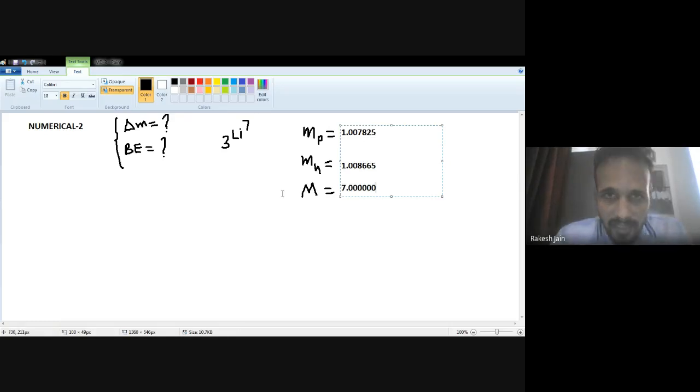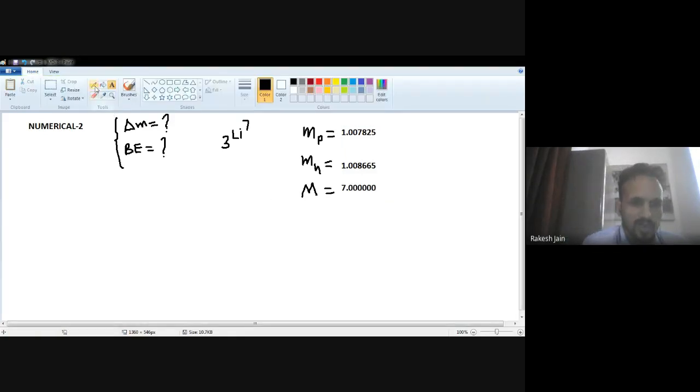In certain numericals, it may frequently be that the actual mass of the nucleus is not given, and they give something apart from the actual mass of 7. Let's say they give 7.2537. So in numericals, whatever value is given, you should put that. Okay, so now we have to calculate the mass defect and binding energy.